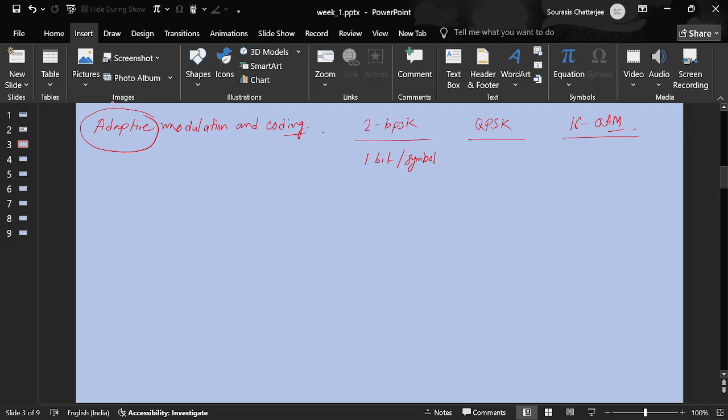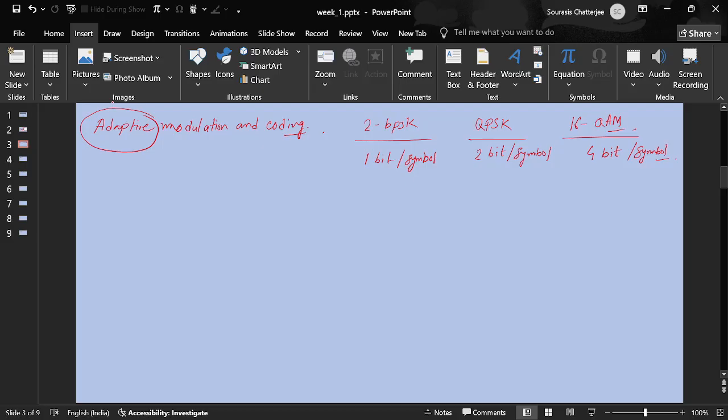Now what is different about QPSK? It will be two bits per symbol. And how are you able to transmit 2 bits per symbol? Because here we have four options: 0 0, 0 1, 1 0, and 1 1. Correct. And what about 16 QAM? Here we can transmit 4 bits per symbol. Correct.